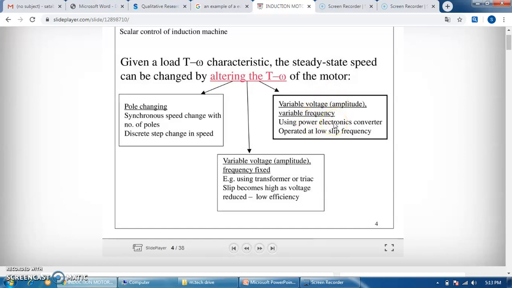We choose this method because it makes lots of use of power electronics devices or converters, which have very high efficiency. They are very easily available in the market, and due to that the losses of the system are reduced and the efficiency of the system is higher. That's why we choose such an option, and it can also be operated in the low slip frequency region. That means we can control the speed from a very minimum value to the maximum value as per the requirement of the application.